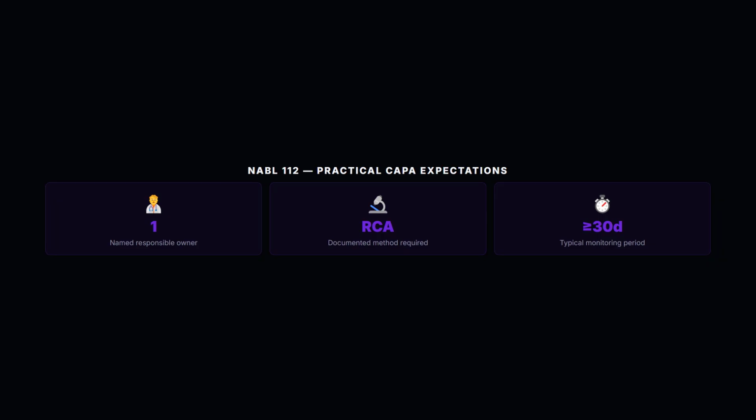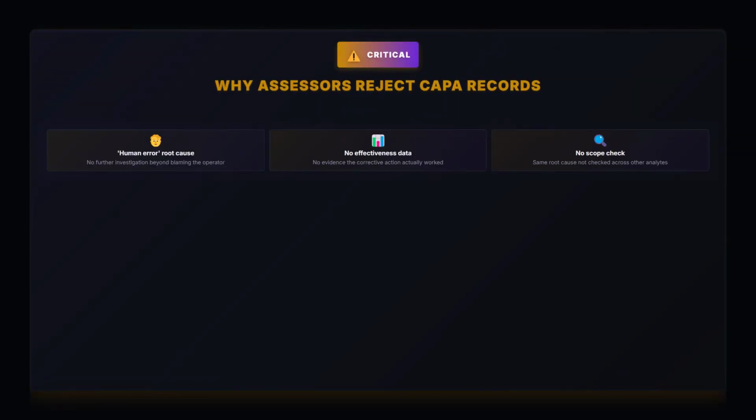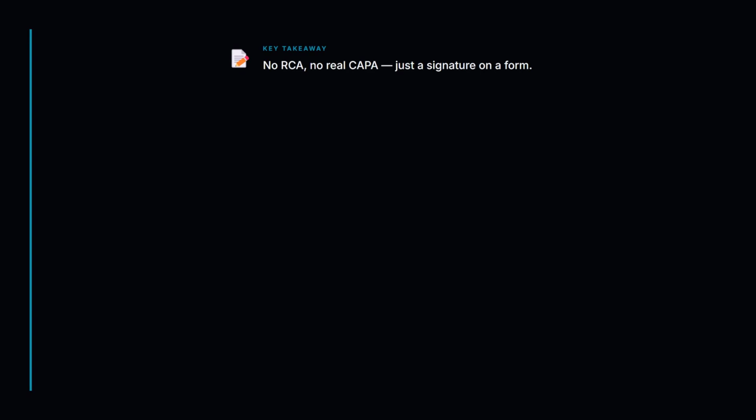When assessors reject a CAPA record, it's rarely because the corrective action was wrong. It's because the paperwork can't defend it. The three most common gaps: a root cause written as human error with no further digging, no evidence the fix was actually verified, and no consideration of where else the same cause could be hiding. So before you write a single root cause, remember this: NABL isn't grading whether you found a cause. It's grading whether you found the cause with evidence and proved your fix actually holds.